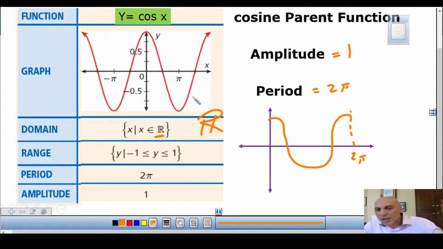Now, how about range? Range is the y value. Remember the y-axis? So domain is looking left and right on the x-axis. Range is up and down the y-axis. How far can you go? How low can you go? It's -1. That's what it says here, -1. And how high can you reach? Well, that's the 1. That's why your range is bound between -1 and 1 as the parent. Don't forget, we're talking about the parent here.